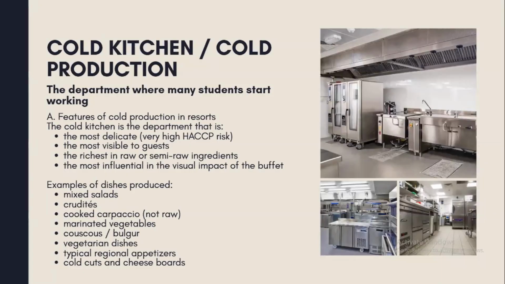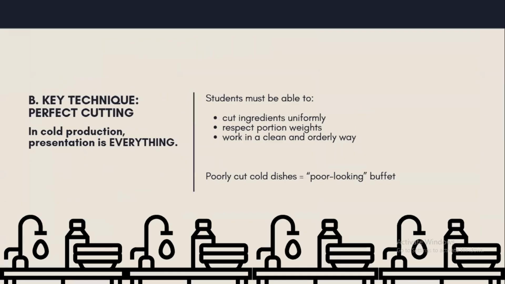Now, examples of dishes that are produced in the cold section, in the cold kitchen, are vegetarian dishes, cold cuts, cheese boards, appetizers, mixed salads, marinated vegetables, tomatoes. Anything that can be stored in the fridge is always produced in the cold kitchen. And it's actually very simple. It's a very, very easy department as long as you master the different cutting techniques and you're also open to learn more. So I would say it's the easiest section of the kitchen.